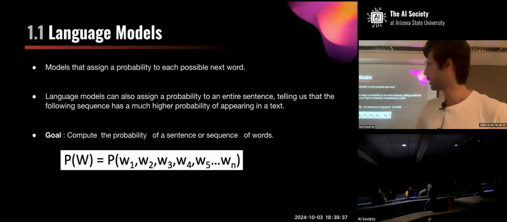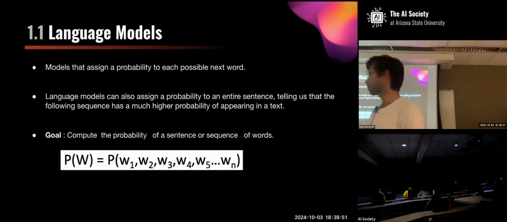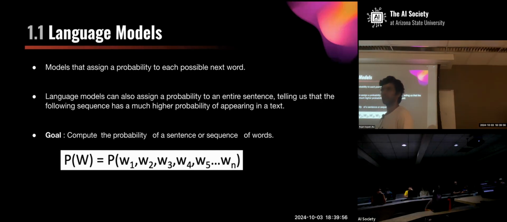That is what this equation tells. If you have a sequence of words W1, W2 till Wn, it will calculate the probability of this sequence of words, which is a sentence. So a sentence like "this is NLP class" will have a higher probability than a not well-formed sentence like "NLP class is this", which will have a lower probability.